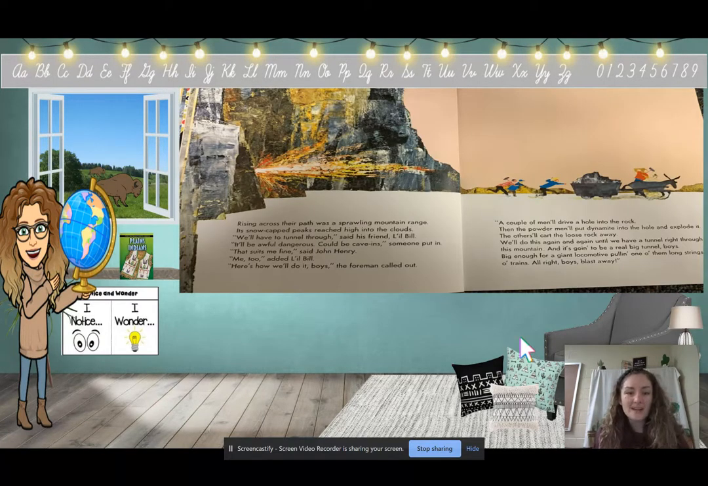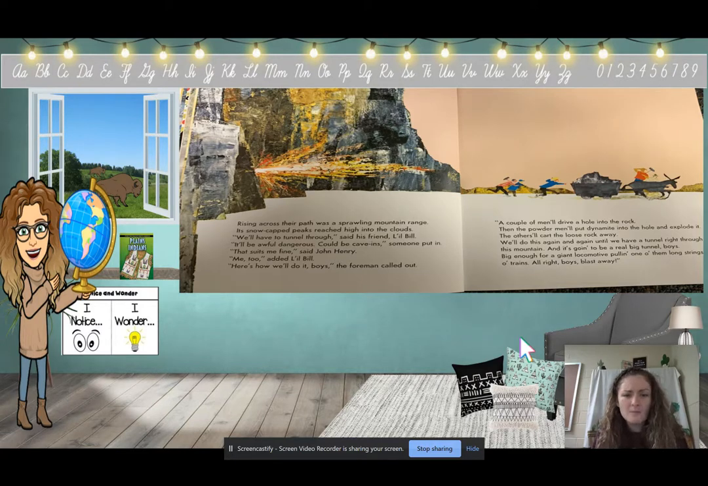Rising across their path was a sprawling mountain range. Its snow-capped peaks reached high into the clouds. "We'll have to tunnel through," said his friend Little Bill. "It'll be awfully dangerous, but could be cave-in," someone put in. "That suits me fine," said John Henry. "Me too," added Little Bill.